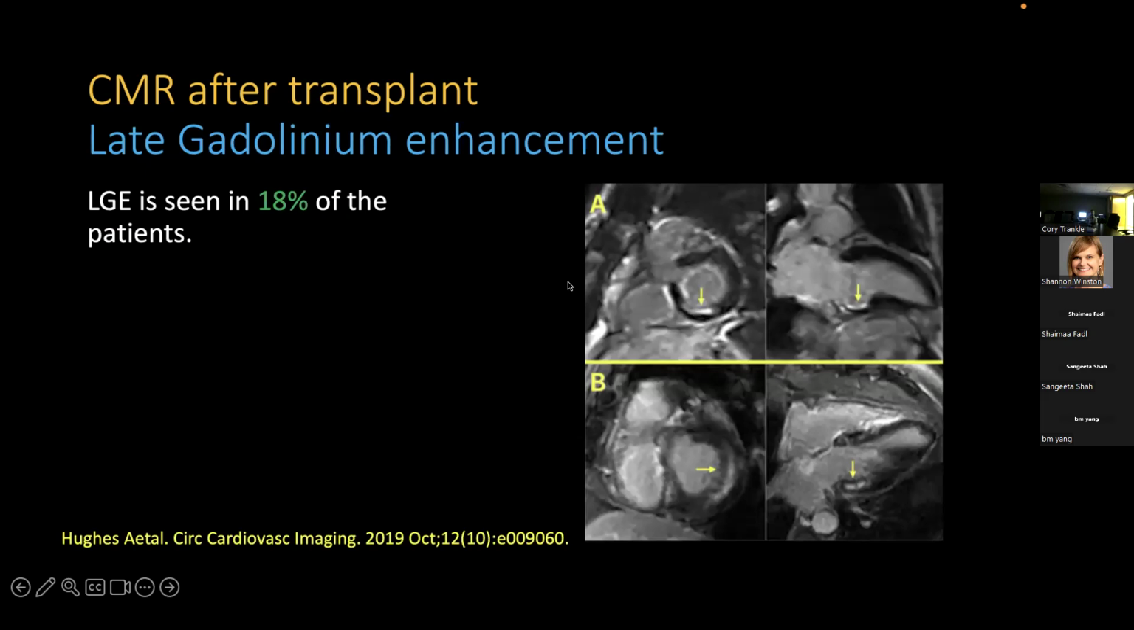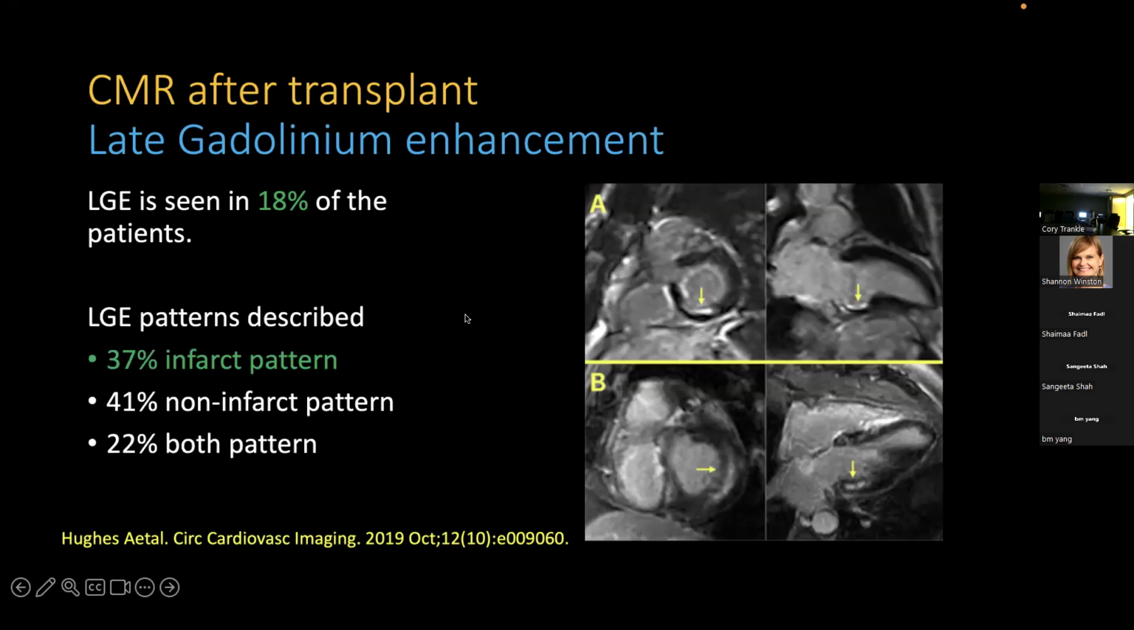There is a role for the delayed gadolinium enhancement. Yes, delayed gadolinium enhancement can be seen in many patients, around 18% in one of the studies. But the pattern is really variable. Most of the pattern, like 41%, is a non-infarct pattern, like in this patient.